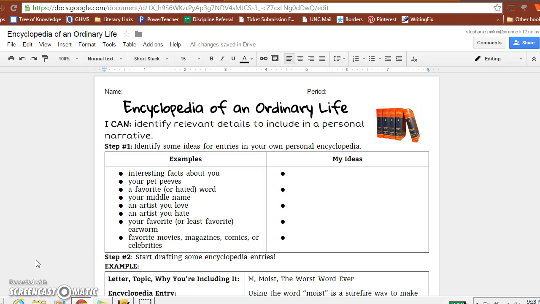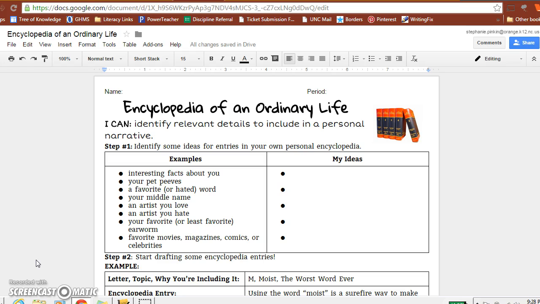So this is one of those pre-writing activities. But I also wanted to incorporate some of the narrative nonfiction that we've been studying. So this assignment is called Encyclopedia of an Ordinary Life. This is an idea that I got from Kelly Gallagher's book, Write Like This. So I just want to walk you through this document and how I used it with students, and then I'll show you a sample piece of student writing.